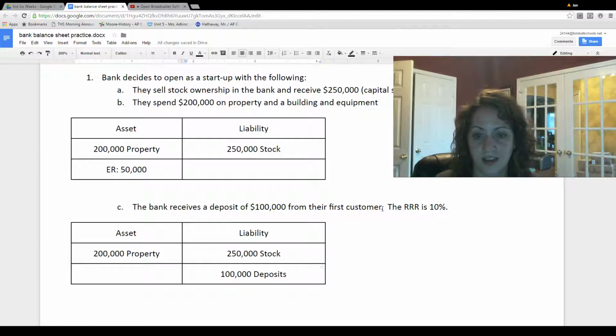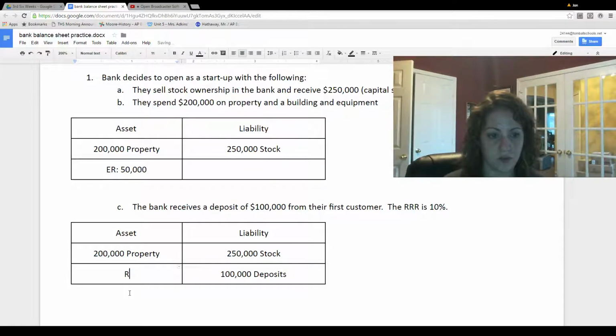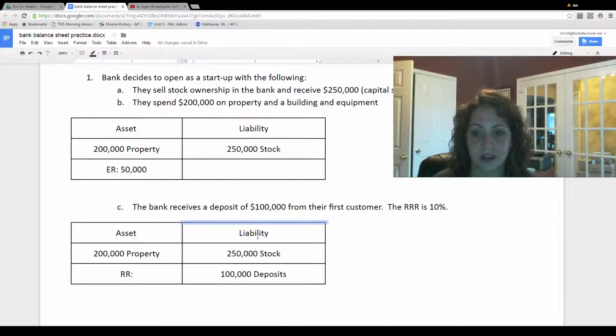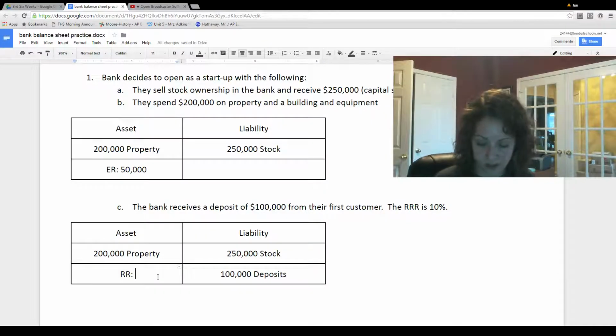Of course, I made a note to say that the reserve requirement ratio is 10%. That's going to be an asset because that's money that is in the bank at all times. That cannot be loaned out. It's the bank's money now, and so for required reserves, let's just do RR for required reserves, is going to be 10%. So it's going to be 10% of whatever the deposits are. It's not going to be 10% of what is in the liabilities column. It's going to be 10% of total deposits because that is the definition of the required reserves. And so 10% of $100,000 is $10,000.